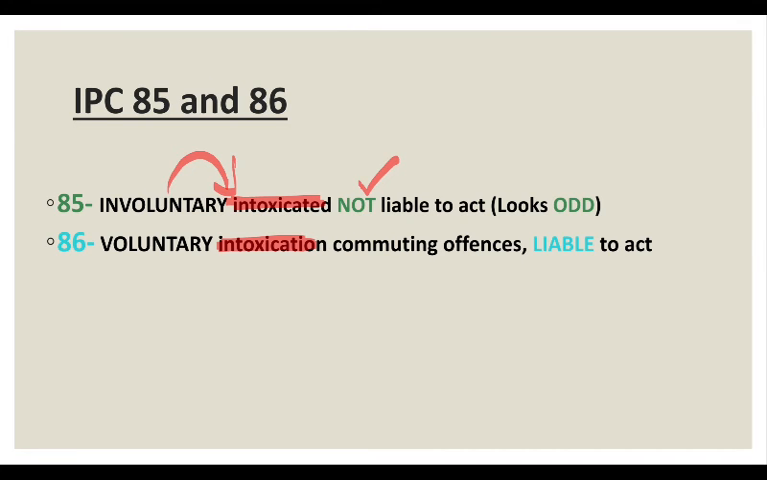Next, coming to 86. Here the person is voluntarily intoxicated and commits an offense, and now he is liable for the act. This is all about IPC 86. 85 and 86 are related to intoxication. 85 is involuntary intoxication, just to remember.